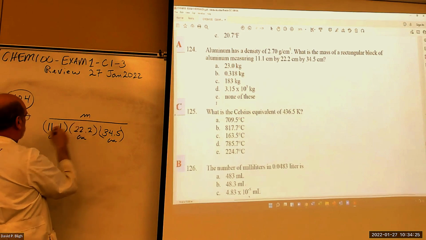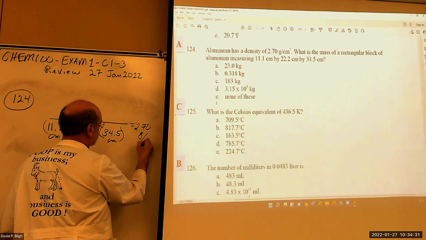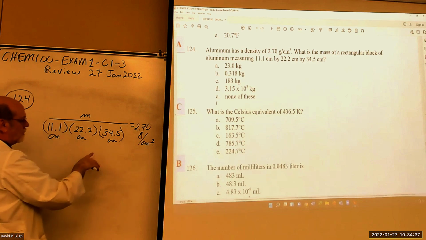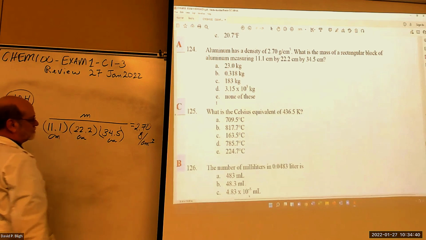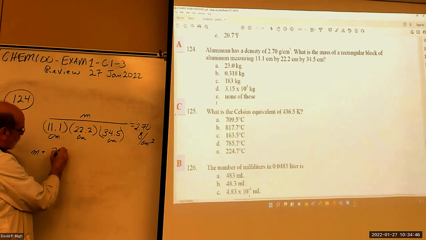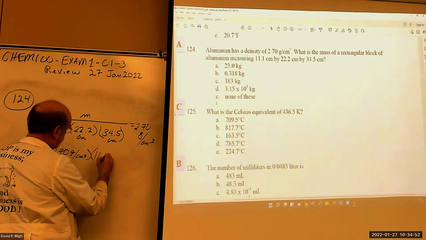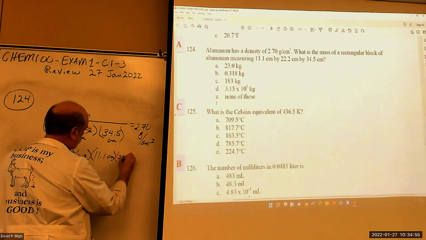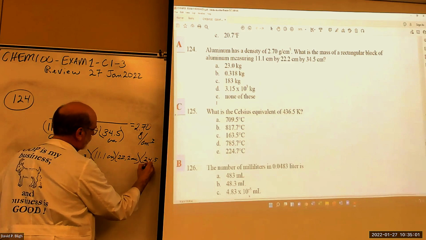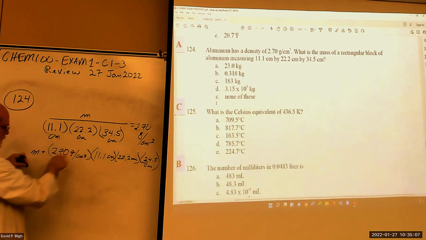What's the mass? We don't know. But that's equal to the density, 2.70 grams per cubic centimeter. So cubic centimeters here, cubic centimeters in the denominator here, good. Grams here, grams there. So in order to solve this problem, we need to say mass is equal to 2.70 grams per cubic centimeter times 11.1 centimeters times 22.2 centimeters times 34.5 centimeters. Right? I just moved this whole thing up there and solved for this one.